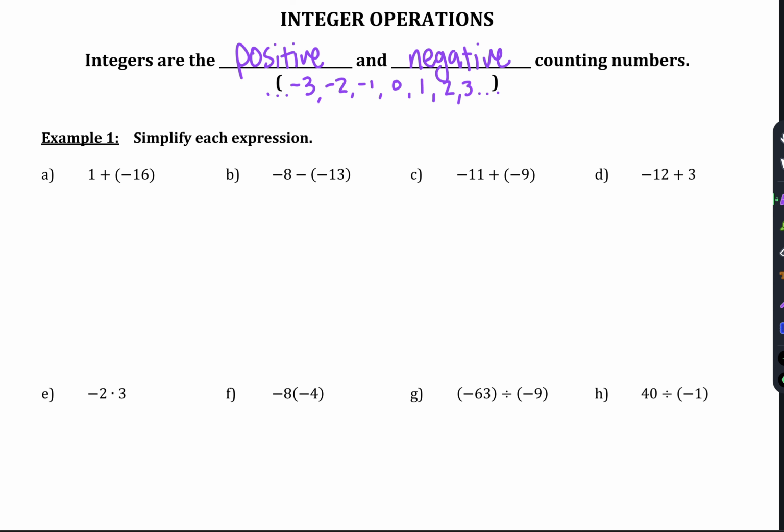So if you want a calculator for this, get one out. But can we do 1 plus -16? What does it mean when I do plus a negative? What is that the same as? What's the same thing as adding a negative number? James? Yeah, it's the same thing as just subtraction. So if I have 1 plus a -16, I might think in my head 1 minus 16, which gets me -15.